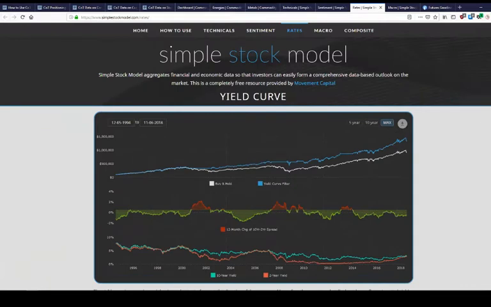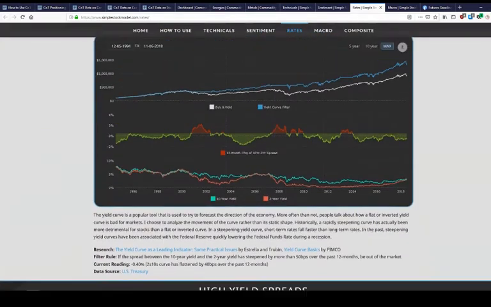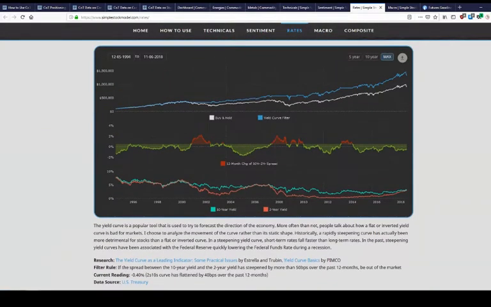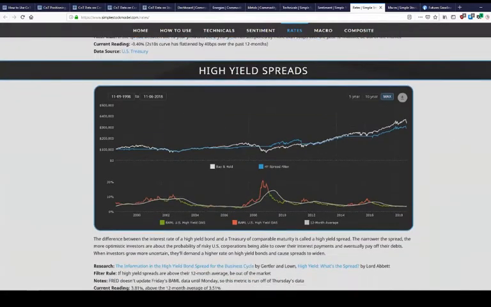Turning to rates, the Treasury yield curve, as measured by the 10s and 2s, has flattened by 40 bips over the past year. High yield spreads are actually trading above their 12-month moving average. So this means that spreads are blowing out a little bit. Not extremely so, but I definitely think that's worth watching.